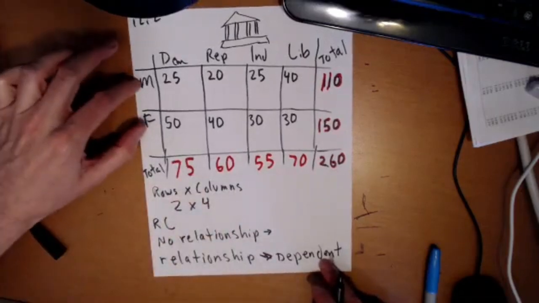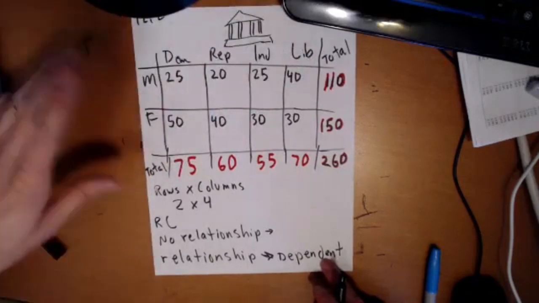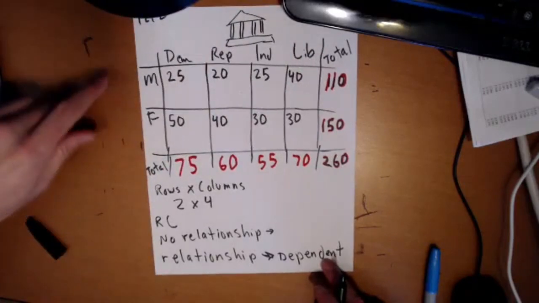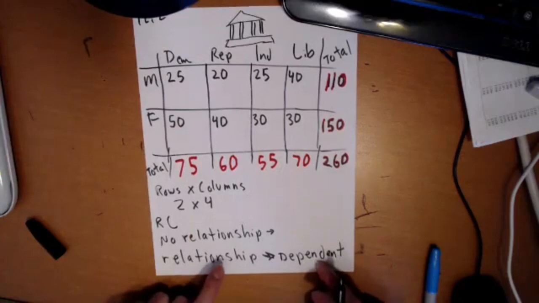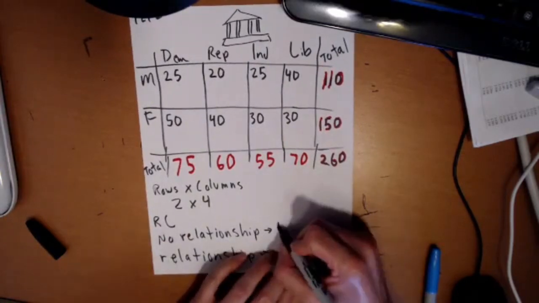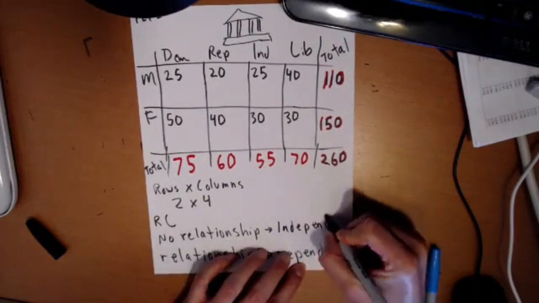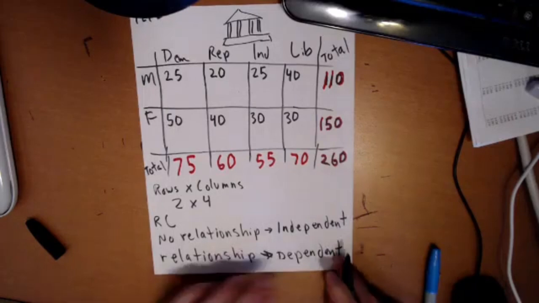If there's a relationship, if there's a dependence, then you could say something like, oh, there's a relationship. You tell me the person's gender, and I can tell you what political party they're in. So just to be stereotypical, it's like, oh, it's a female, they're probably Democrat. So that would mean that there's a relationship, a dependence. If there's no relationship, then we would say that the variables are independent. There is no relationship.